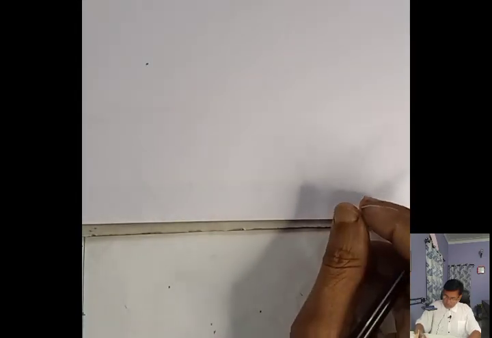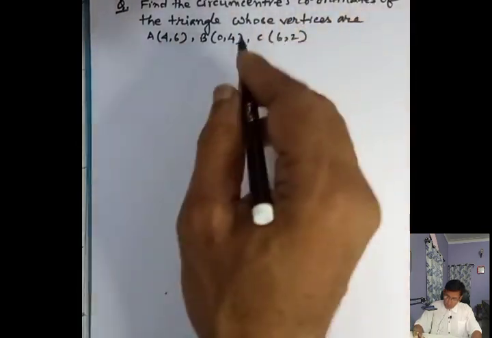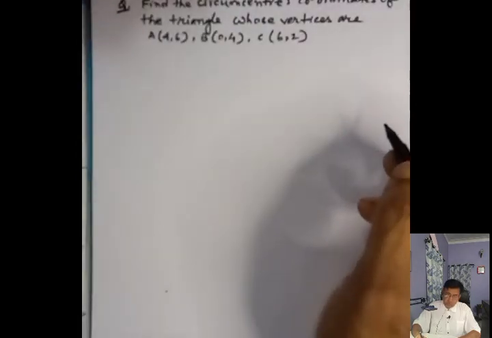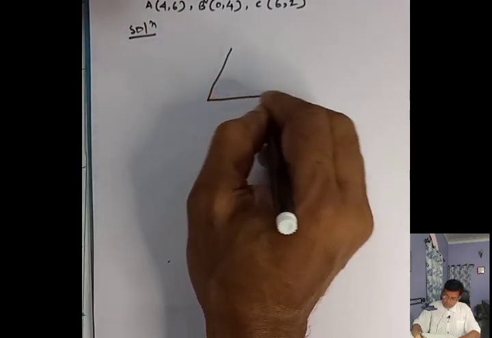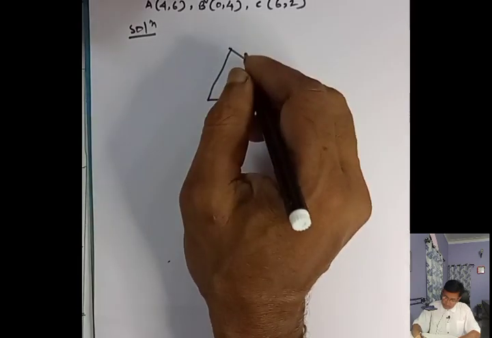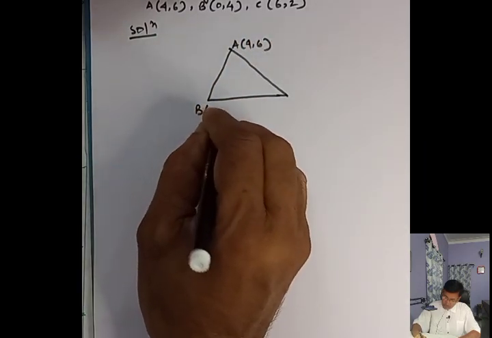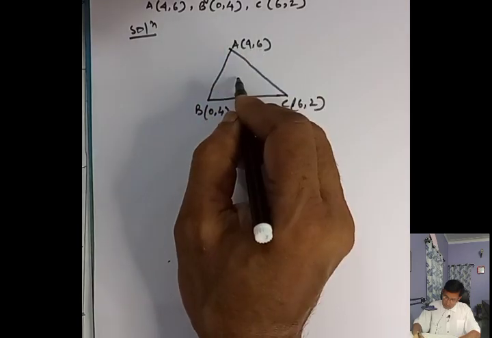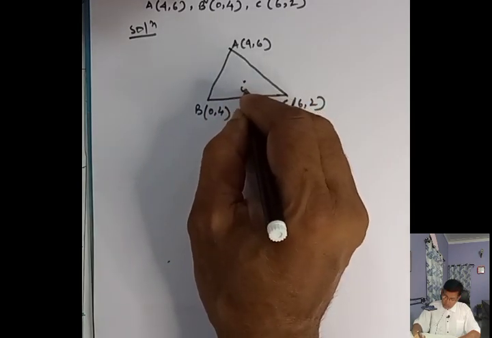Now the second sum is: find the circumcenter's coordinates of the triangle whose vertices are A (4, 6), B (0, 4) and C (6, 2). Solution. Let us draw the triangle, one arbitrary triangle whose vertices are A (4, 6), B (0, 4) and C (6, 2). Let us think this is the circumcenter.